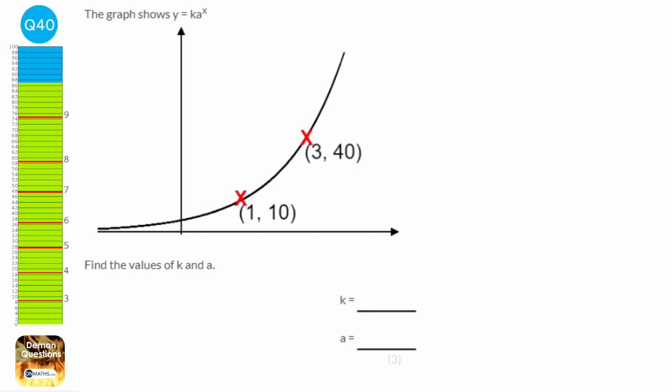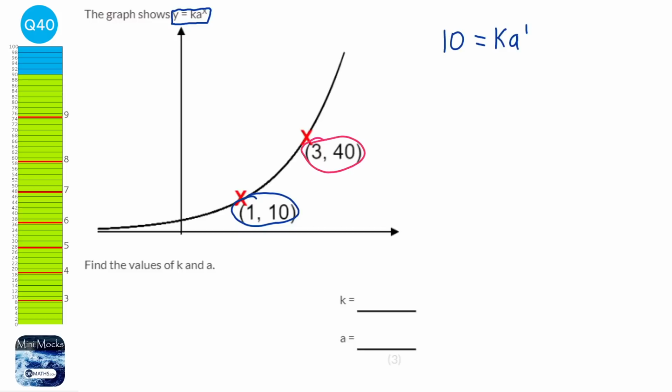21.61. So we're given the equation of the line, which is y equals ka to the power of x, and we're given two coordinates. So we're looking at this first coordinate and put that into the equation. So y is 10 equals ka to the power of x, which is 1. And we're going to do the same with the other coordinate. So we've got 40 equals ka to the power of x, which is 3.